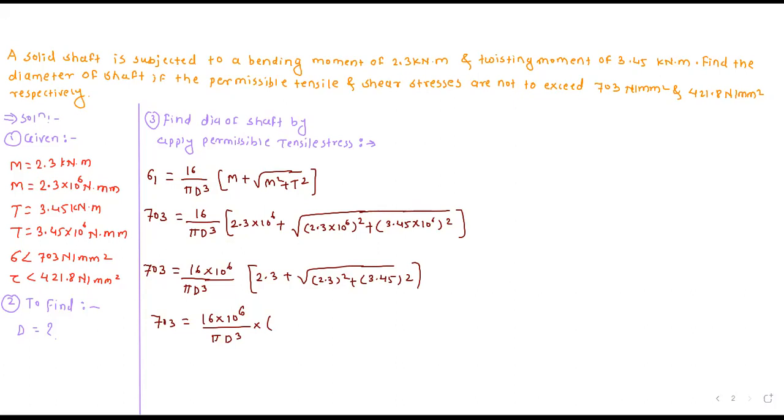What is the answer? 2.3 plus square root of 2.3 square plus 3.45 square, which is 6.44. So 703 is equal to, now you multiply by 16 into 10 raised to 6 into 6.44.